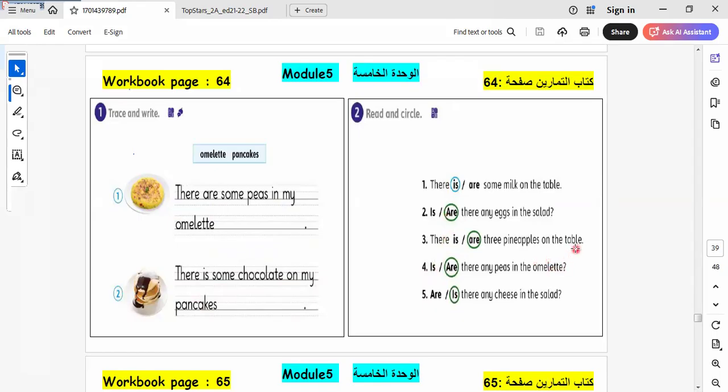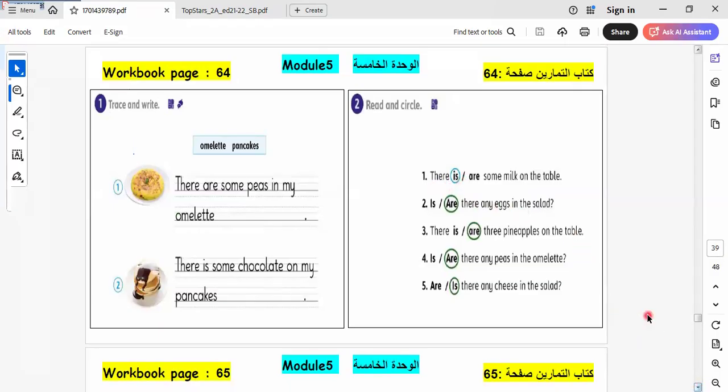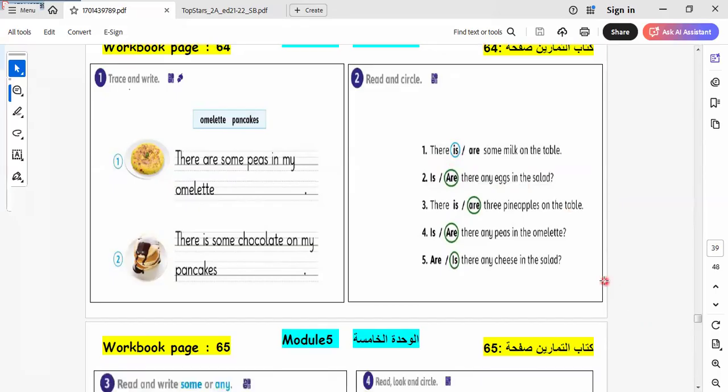Let's go to another question here. Here we say some milk on the table. We use there is or there are. As we learned during the lesson, when we talk about an uncountable noun like milk, like water, we put is. So the answer here will be there is. We must take care when selecting in the exam, because the choice is easy, but you must think before selecting the correct one. Okay.